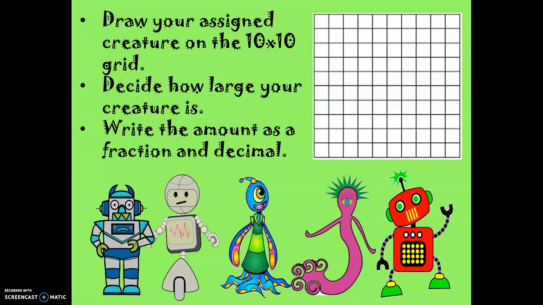Okay, so hopefully by now you've drawn your alien or your robot, and you've written the amount it covers as a fraction and as a decimal. I have some questions I want you to think about. As you were creating it, how much space did you use? That was one of the original questions. Is there a faster way to count the amount of space that you covered? Can you think of a different way that you could have counted the amount of space that was taken up by your robot or your alien?